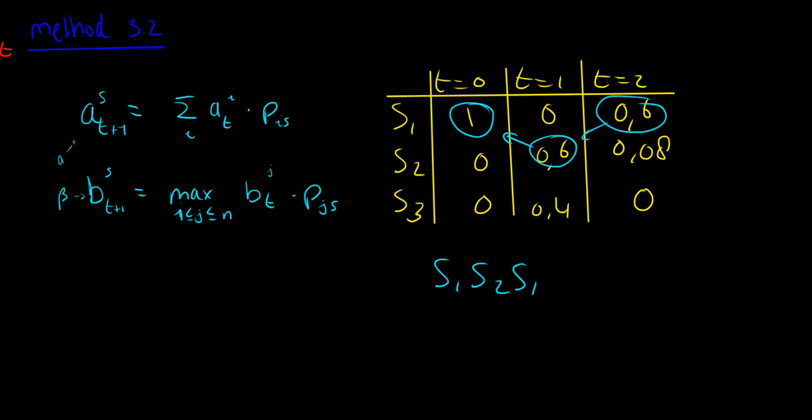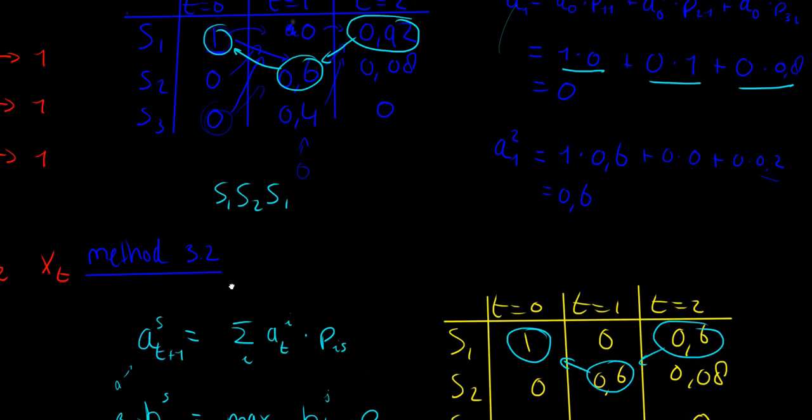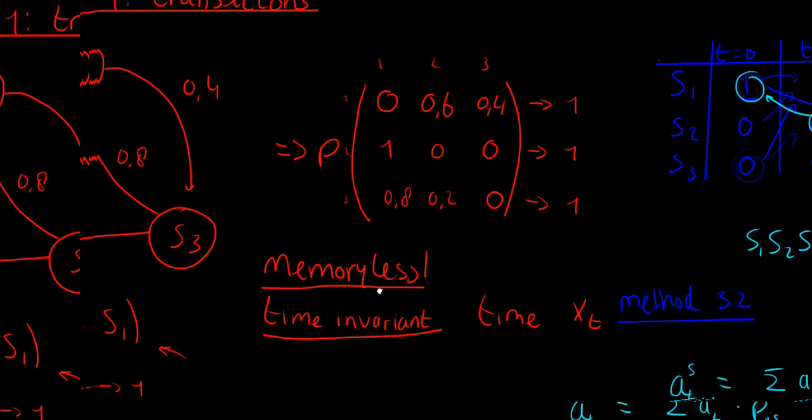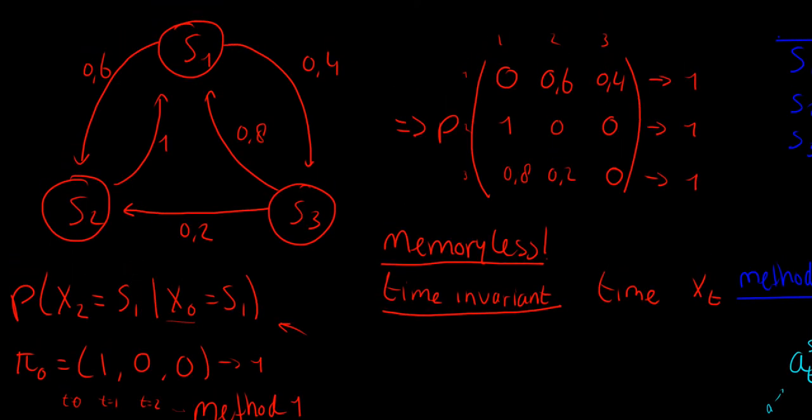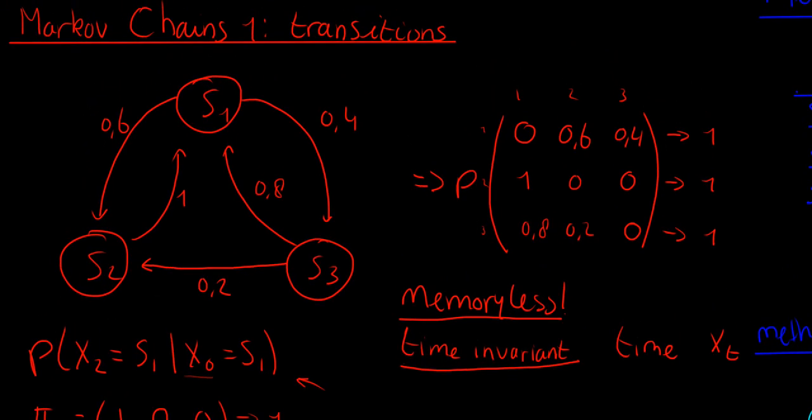So these are 3 or 4 methods to calculate the most probable sequence or the probability that we end up in state 1 after 2 jumps starting from state 0. We can do a lot more with Markov chains, which will be discussed in future videos.